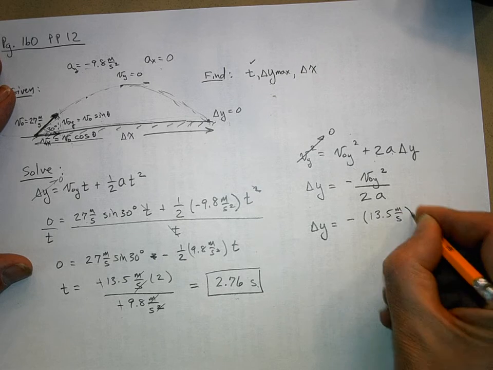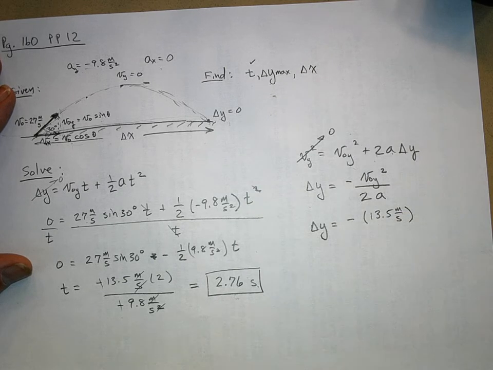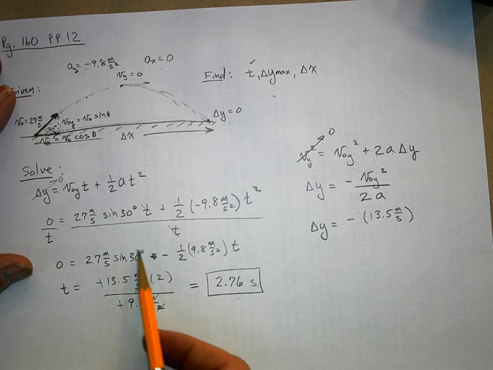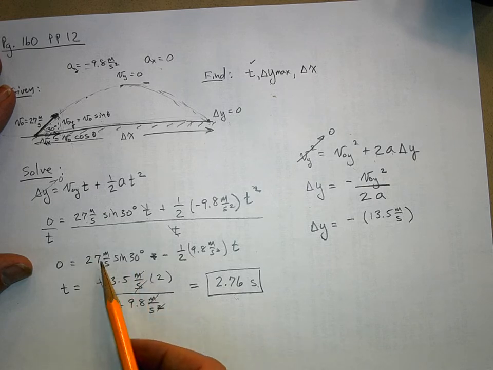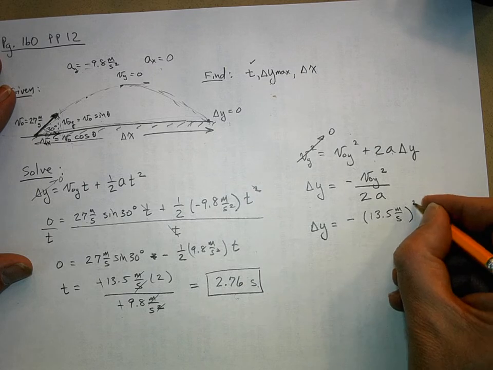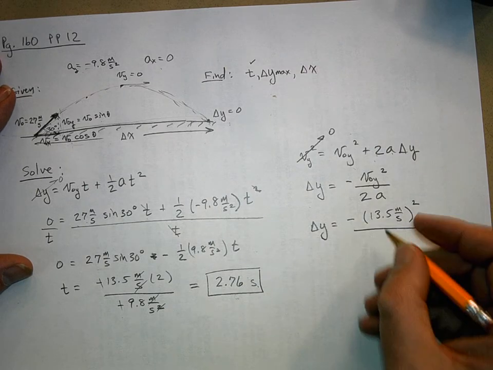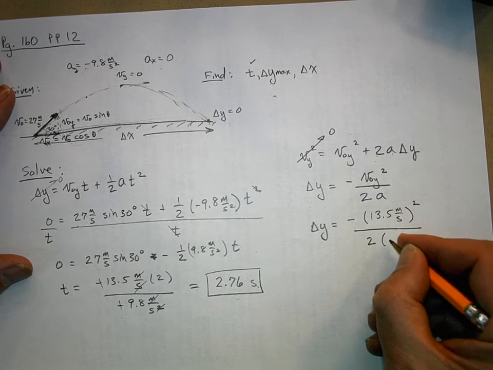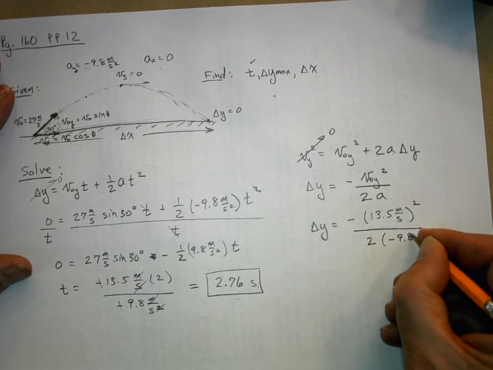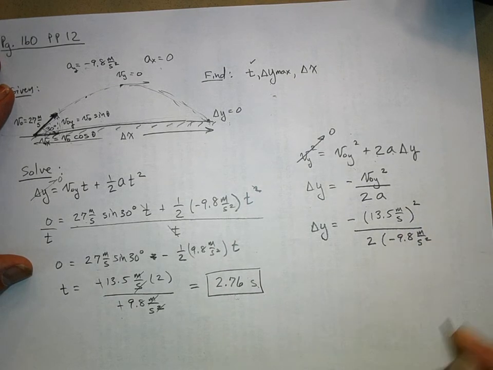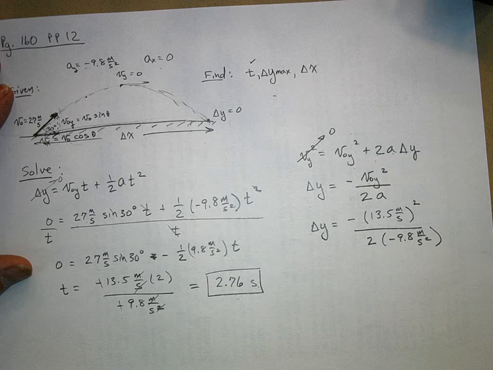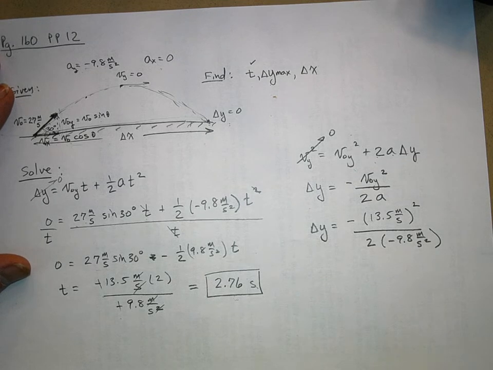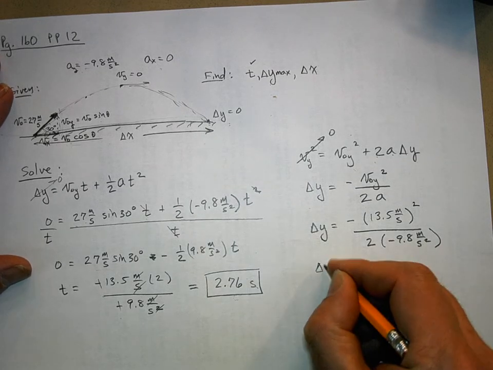Remember how I got v naught y? V naught y is 27 times the sine of 30. And the sine of 30 is 1/2, so I just divided 27 by 2. But I have to square it, and then I have to divide by 2 times the acceleration. But the acceleration is just the acceleration of gravity. And so now I'm ready to solve for delta y.